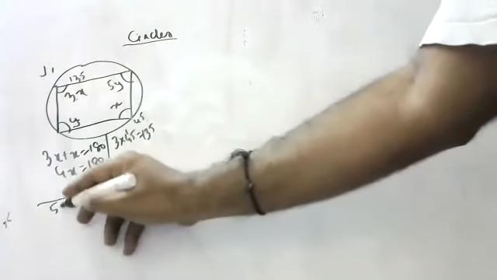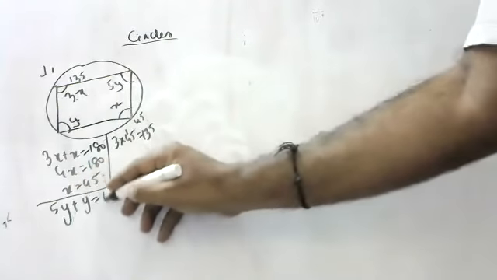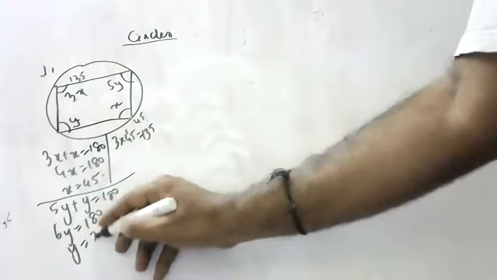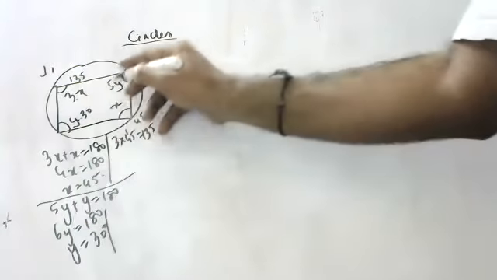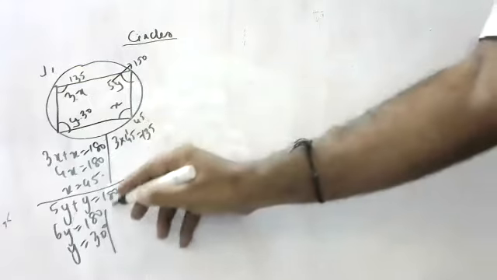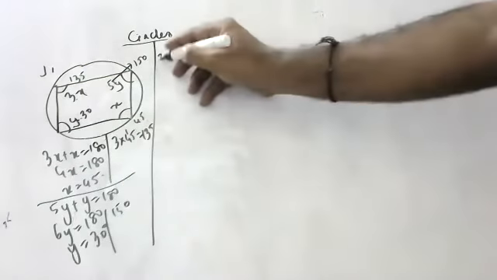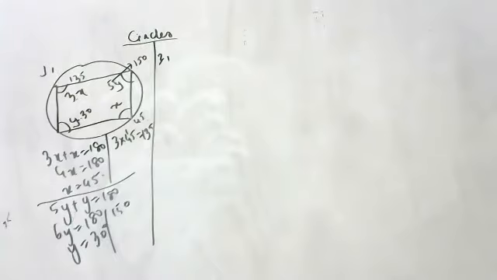Now this will be how much? 5y plus y equals 180. 6y equals 180. y equals 30. y is equal to 30 means this is 30. This is 150, because in a cyclic quadrilateral, opposite angles are supplementary.